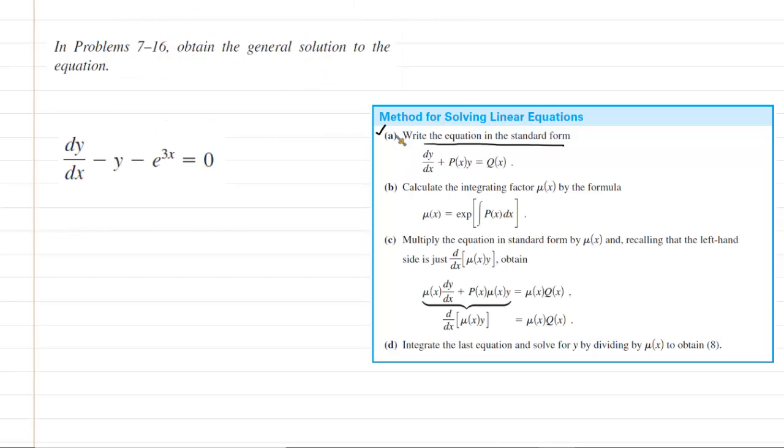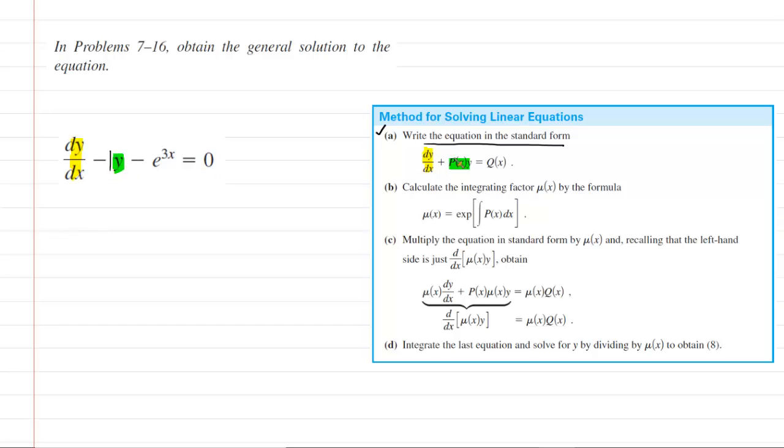If we look at the standard form, we can see that we need a dy dx, which we have right here. We then need to have a term in which a function of x is being multiplied by y. And that's actually our term right here. In this case, the function of x that's being multiplied by y is actually just a -1.